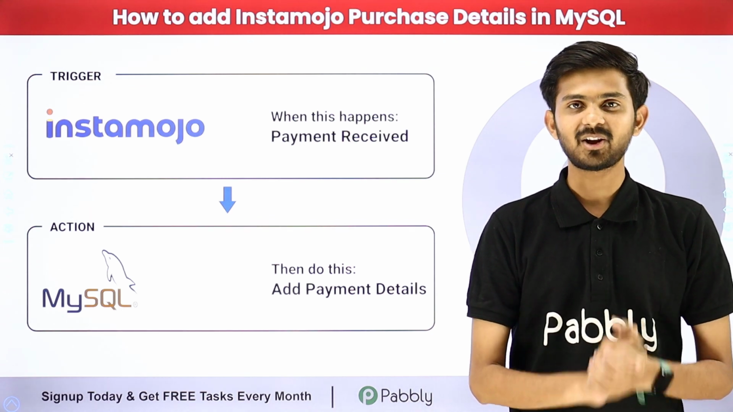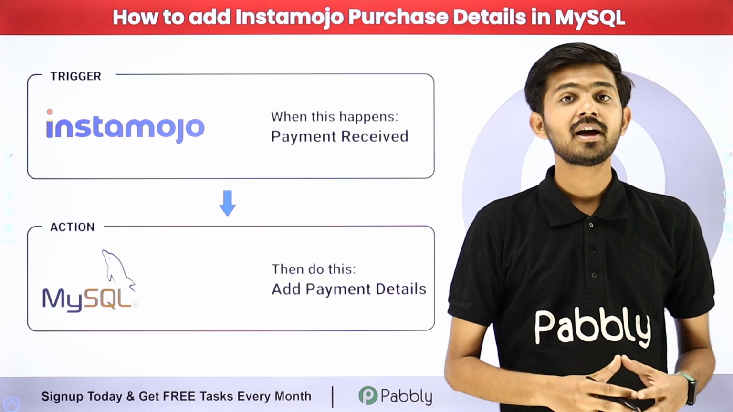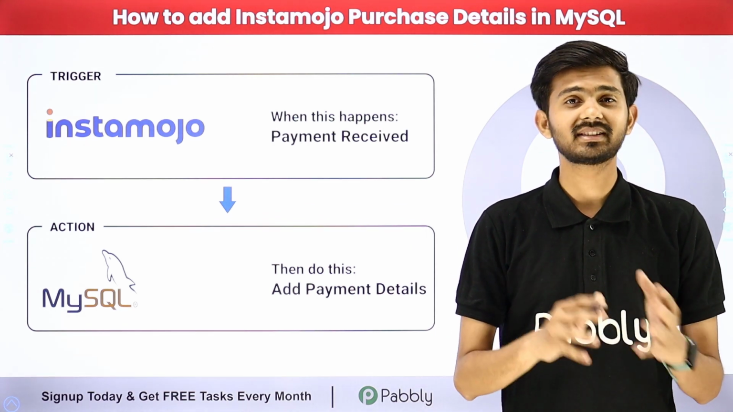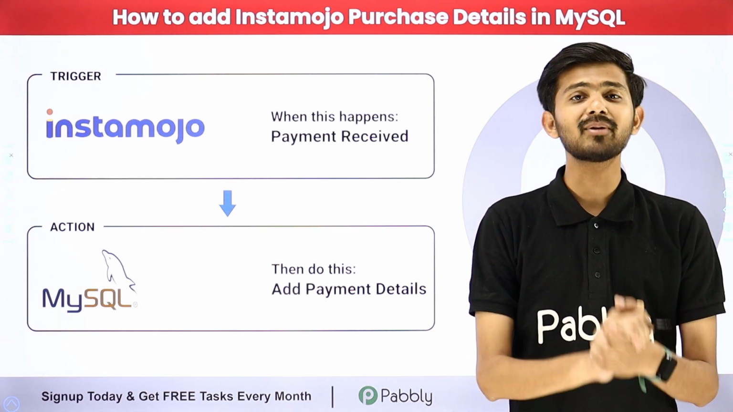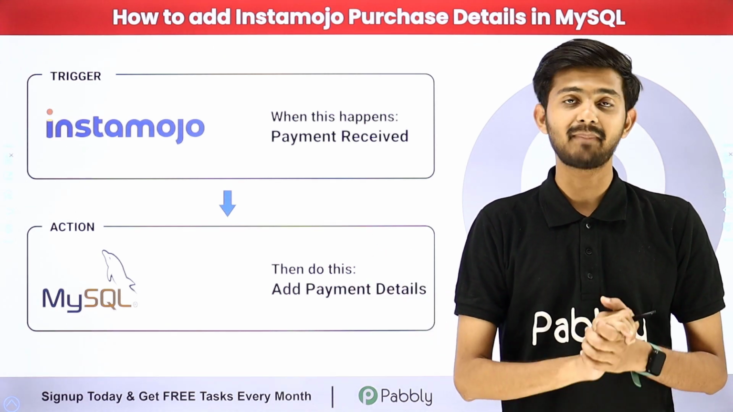Hello everyone, today our topic is how to add Instamojo purchase details in MySQL. So here my objective is that whenever I receive a new purchase or a new sale from Instamojo, then I automatically capture the details of that purchase and add them automatically in my MySQL database to keep a backup.